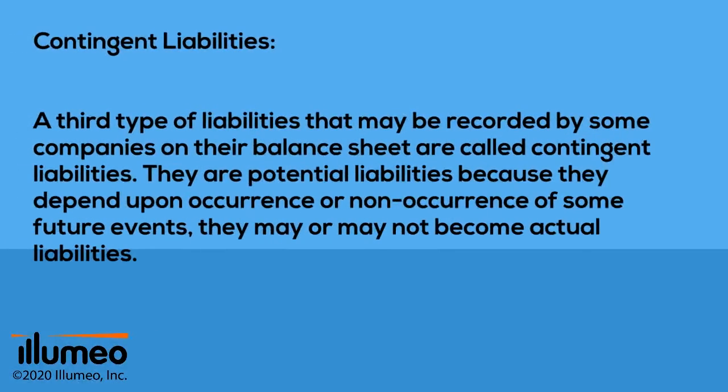Contingent liabilities. A third type of liabilities that may be recorded by some companies on their balance sheet are called contingent liabilities. They are potential liabilities because they depend upon the occurrence or non-occurrence of some future events. They may or may not become actual liabilities.